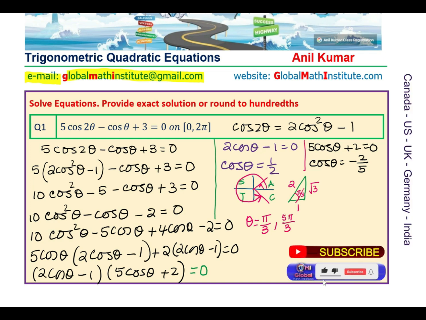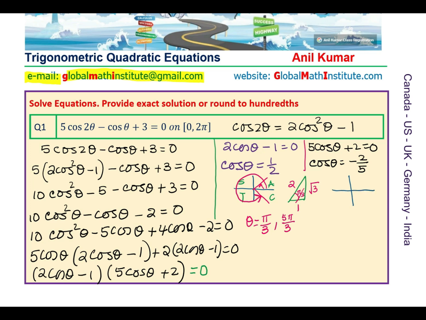So we got these two solutions for one of the factors. Now the other one, cos theta equals minus 2 by 5. Now that minus 2 by 5 will be in quadrant 2 and 3. So let's find the angle alpha first, right? So we're going to equate cos alpha equals 2 by 5, and find alpha as equal to cos inverse 2 by 5.